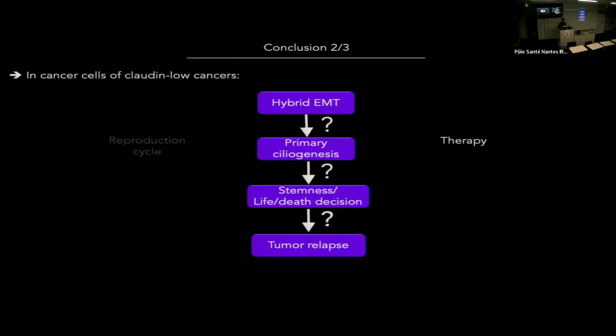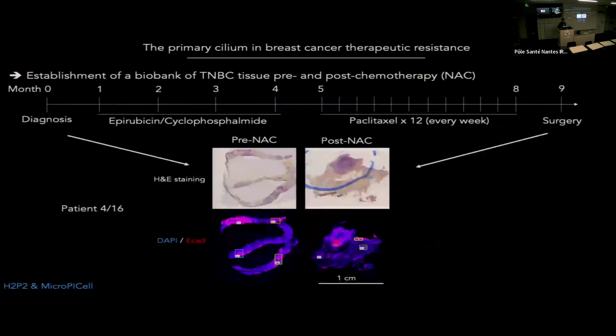Regarding the last part, the role of cilia in breast cancer therapeutic resistance, to address this we recently developed a biobank of breast cancer tissue from 16 patients, where the tissue was collected at the time of diagnosis or after chemotherapy and surgery. We generated paraffin sections of this tissue to locate the tumors within the samples. And we also developed techniques to analyze EMT and cilia through immunofluorescence staining of sections.